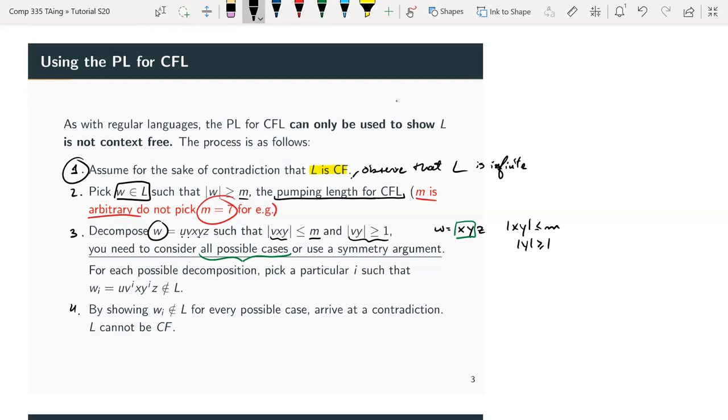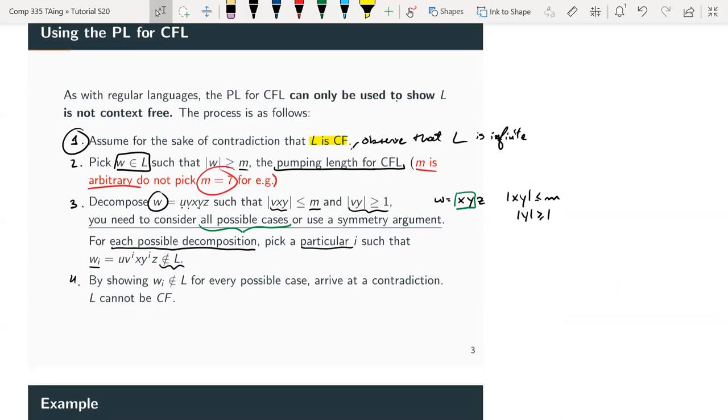And then for each possible decomposition, you need to pump up or pump down using a specific value for i, which is going to allow you to pump the v's and the y's the same number of times, such that that w_i should not be in L. But you need to show this for each possible case. Okay, so it's a bit more work than for regular languages. And so once you've shown that w_i is not in L for every possible case, then you get a contradiction. So you completely contradict the Pumping Lemma, you break it completely.